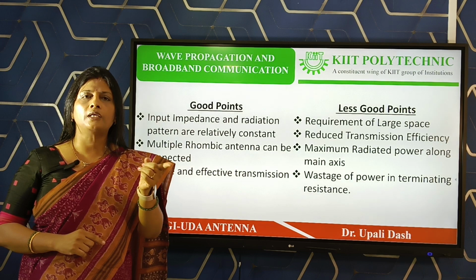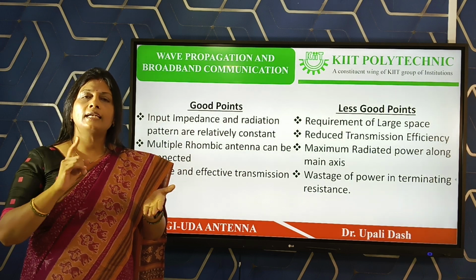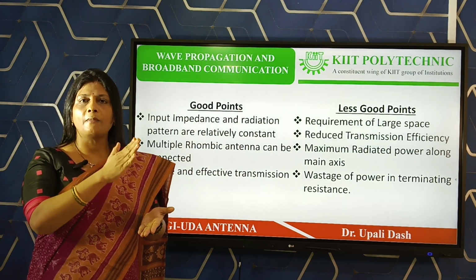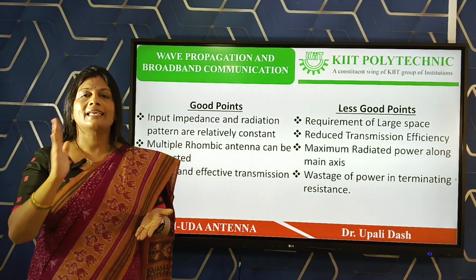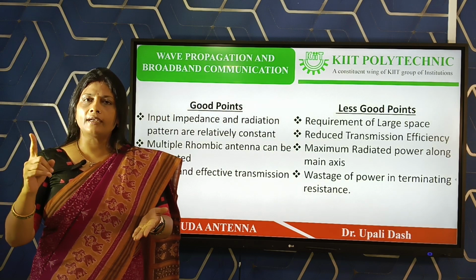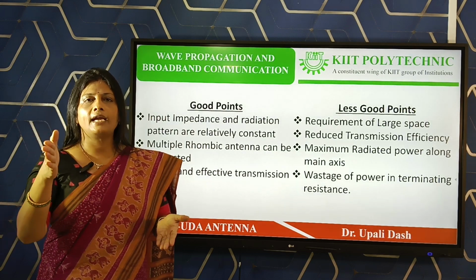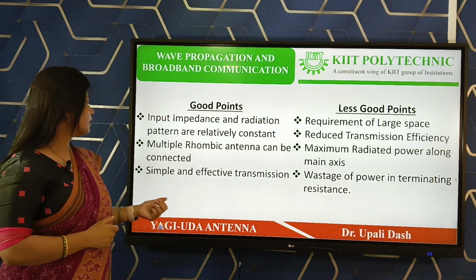Another very good point is, if with one single antenna the impedance is a bit deviating or we are not getting the proper directivity, then we can connect more number of rhombic antennas in cascade. That is called cascading the rhombic antennas. It means if one antenna is not successful, we can connect 1, 2, 3, 4 like that to get our desired directivity.